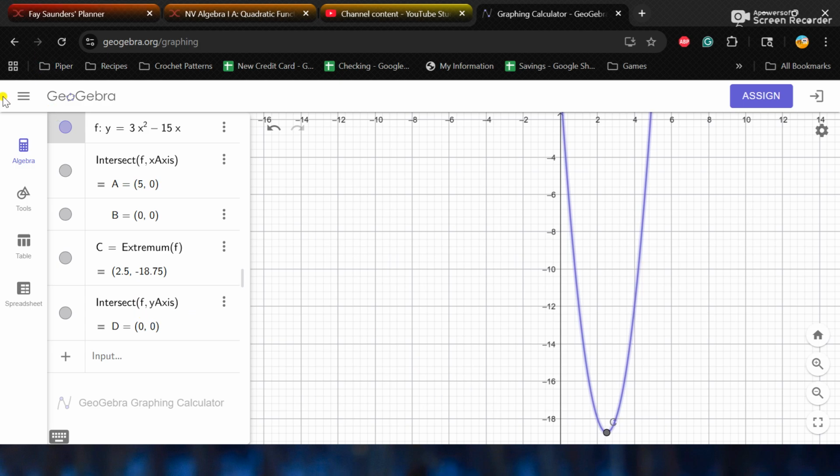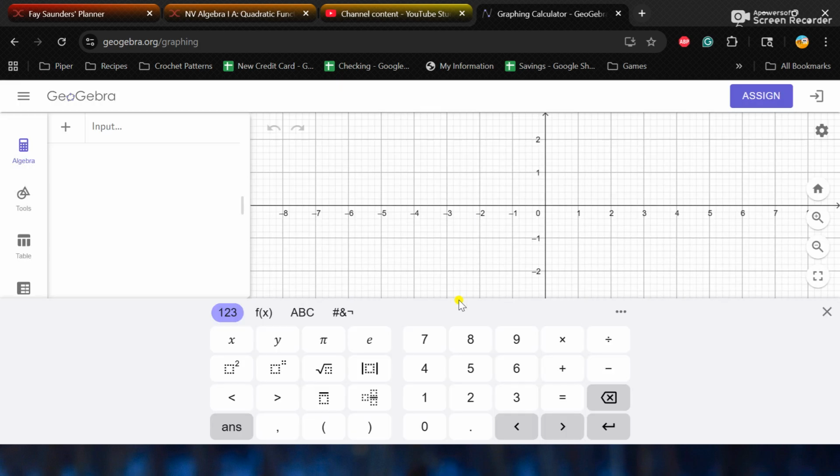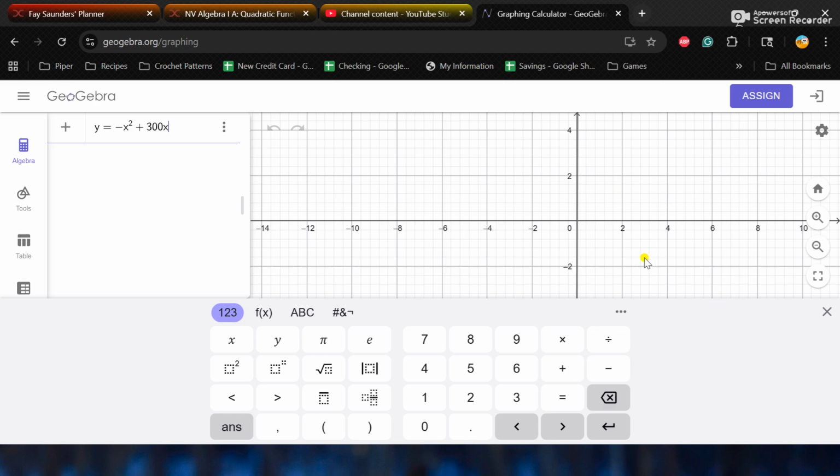The City Council has approved construction of a rectangular playground in a park. The builders have 600 feet of fencing and want to maximize the area of the playground. This situation is modeled by A, we're changing it to y, is equal to negative w, which we're going to say is x, squared, plus 300w, which is x, where w represents the width of the playground and A represents the area of the playground. Explain the meaning of the x-intercepts and the vertex of this parabola for this context.